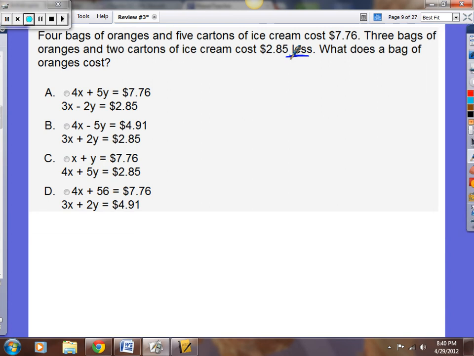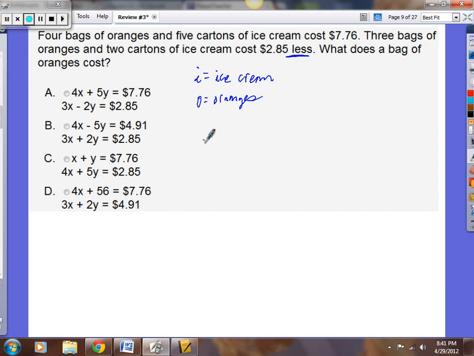So in the problem, the price of 1 bag and 1 carton of ice cream do not change. Two people walked in and bought different amounts. Can you figure out how much one bag of oranges and one carton of ice cream cost? And that's the beauty of a system. So here's what we don't know. I'm going to say i is ice cream and o is oranges.